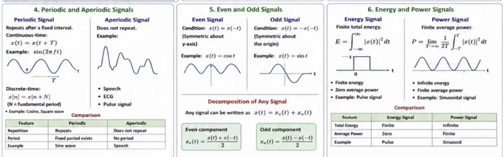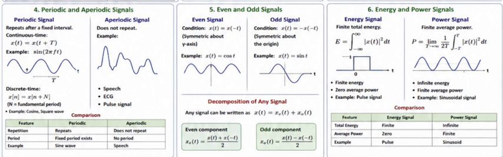So in the previous video, we were discussing the basic classifications of the signal. We have discussed the continuous time and discrete time signal, the analog and digital signal, and also the deterministic and random signal. So in this video, we'll be discussing the other classifications of the signal.